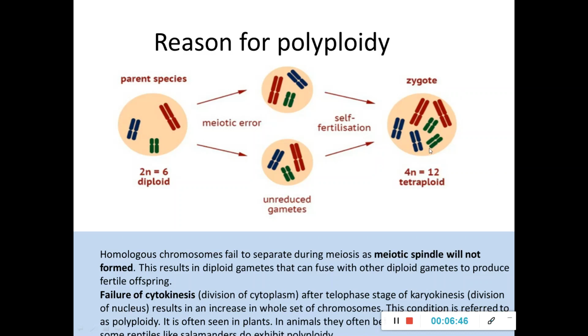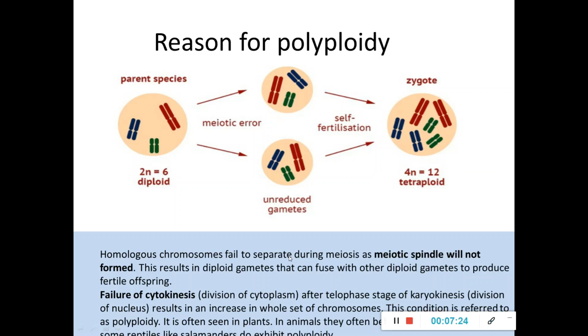So what happens? The entire set of chromosomes is multiplied. A condition in which an entire set of chromosomes is multiplied is referred to as polyploidy. The homologous chromosomes fail to separate during meiosis, as the meiotic spindle will not be formed. You know the spindle fibers which are formed during both mitosis and meiosis, they are the ones which separate the chromosomes into two directions. So what happens when the meiotic spindle does not form?